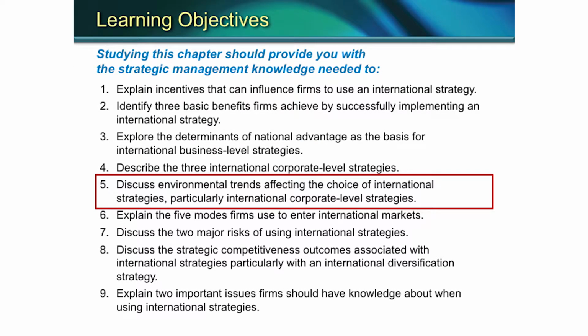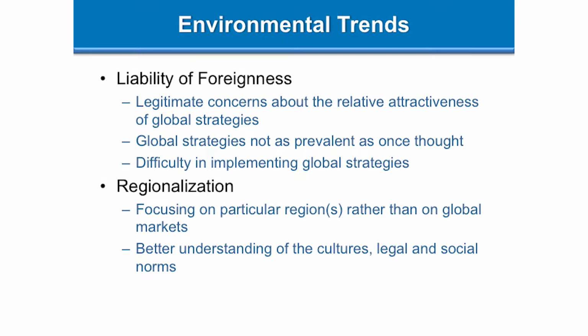Then, what are the important environmental trends and factors that influence the choice of international strategies? Liability of foreignness and regionalization are prominent trends. Liability of foreignness refers to legitimate concerns about the relative attractiveness of global strategies and a set of associated costs with various issues firms face under unfamiliar environments, such as cultural, economic, geographic, and institutional distance and differences. Many multinational corporations pursuing global strategies struggle to satisfy local customers' tastes. Thus, they need to adopt additional multi-domestic strategy as well as transnational strategy for some product lines.